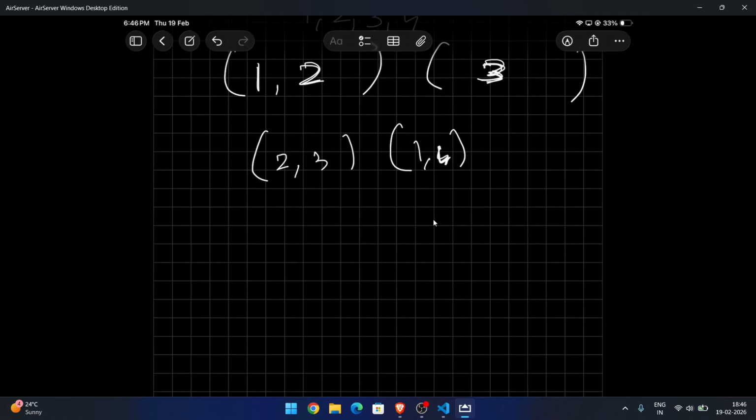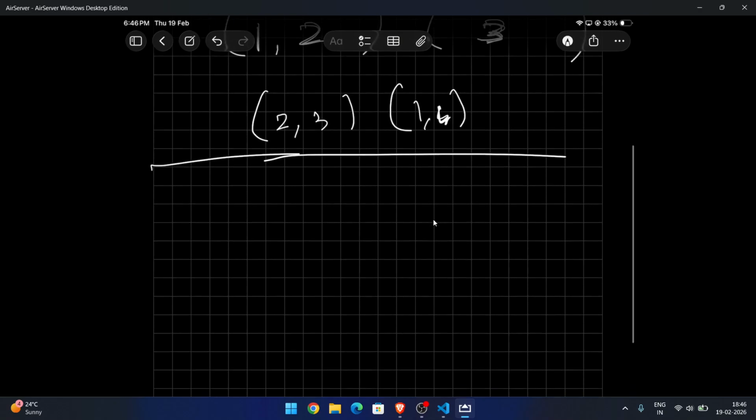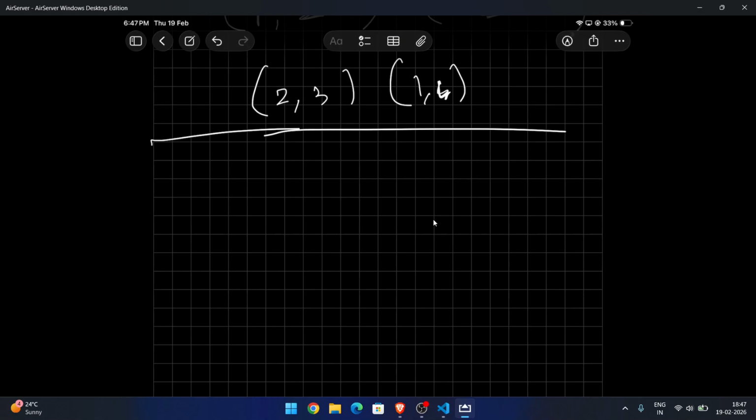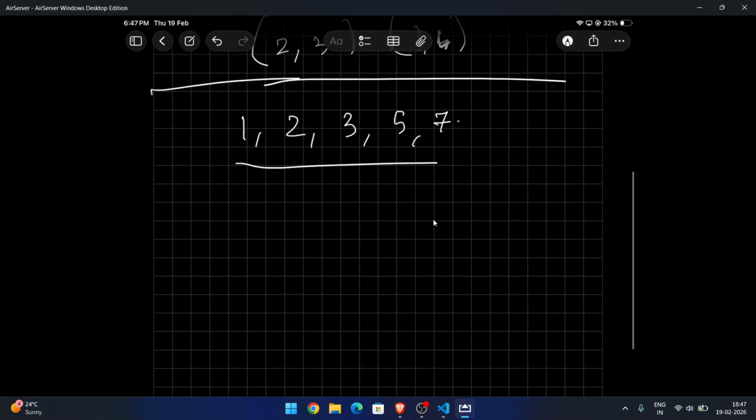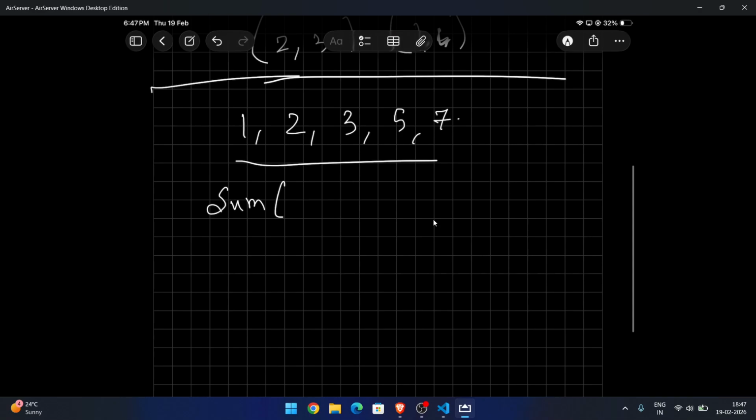Okay, so let's forget about this problem. Let us first solve a simpler problem. Suppose we are given an array of numbers, and we have to find out if it's possible to get a sum, let's say a number x, by selecting some numbers of this array. So how will we do it?